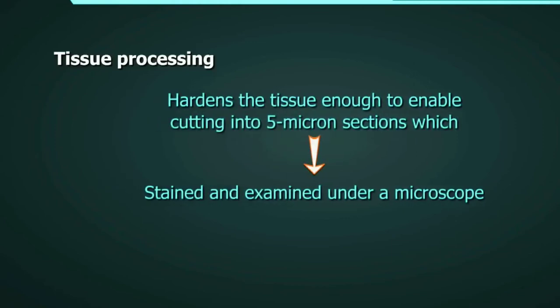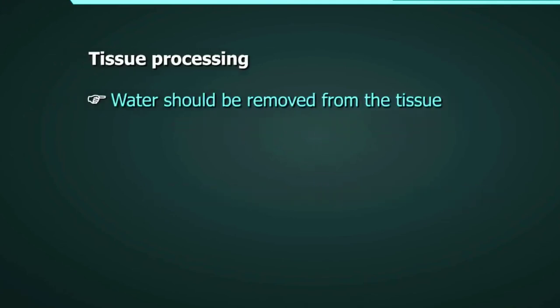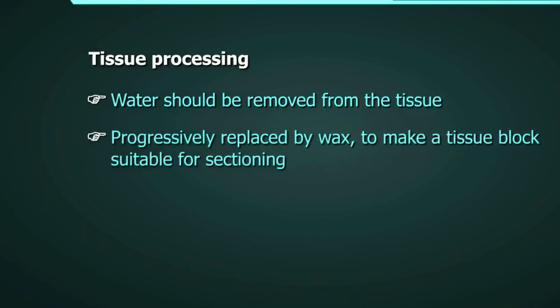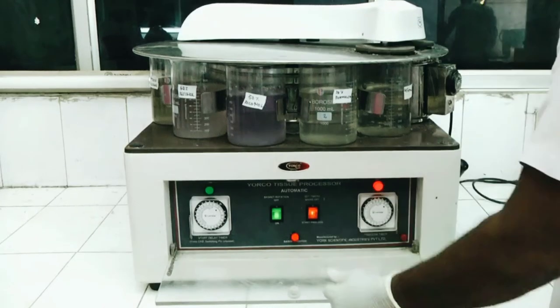Tissue processing. The concept of processing is to harden the tissue enough to enable cutting into 5-micron sections, which can then be stained and examined under a microscope. Water should be removed from the tissue and progressively replaced by wax to make a tissue block suitable for sectioning. But how can this be accomplished, as water and wax cannot be mixed? We need a mechanism to first drive out the water. This is called dehydration.